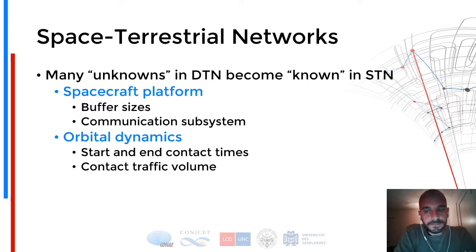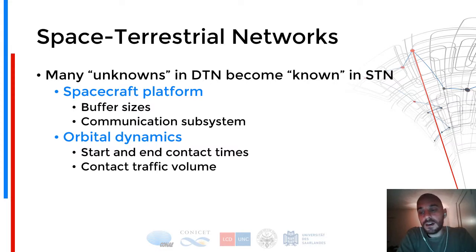And furthermore, most important than this is that orbital dynamics play in our favor, because all the movements of spacecraft, satellites, and deep space probes are highly deterministic, and there are very accurate mathematical models that can determine where an object in space is going to be in the future. Combined with spacecraft platform parameters, you can easily determine the start and end contact time for all the contacts in the future for this type of network.